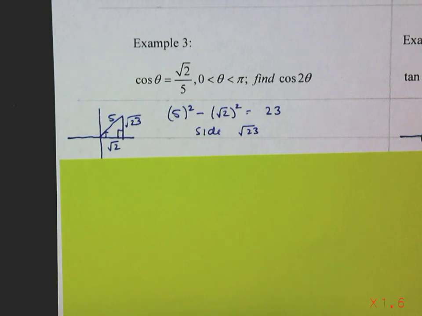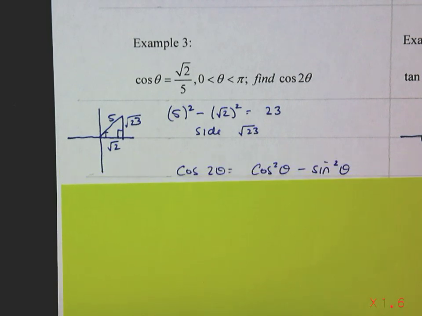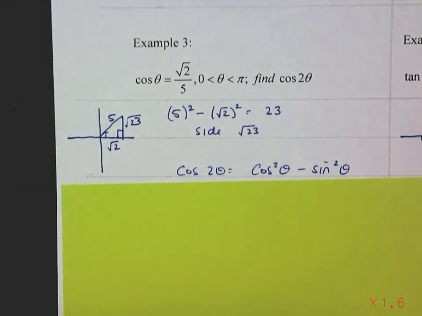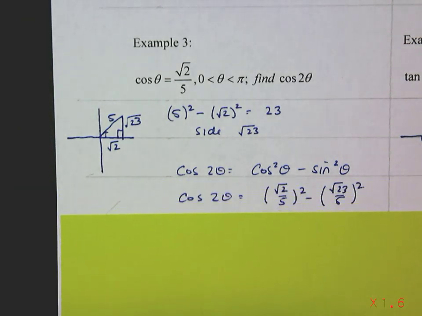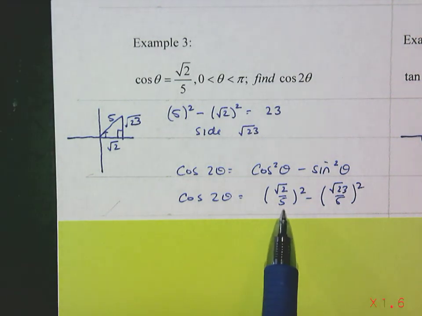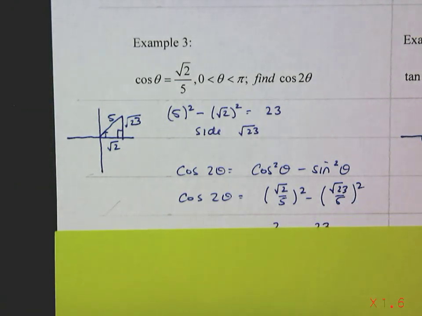And at this point, it doesn't matter which of the 3 formulas I use for cosine 2 theta. I'm just going to go ahead and use the first one. So cosine 2 theta equals cosine squared theta minus sine squared theta. I fill in cosine, which is square root of 2 over 5, and I square that. And I fill in the sine of theta, square root of 23 over 5, and I square that.